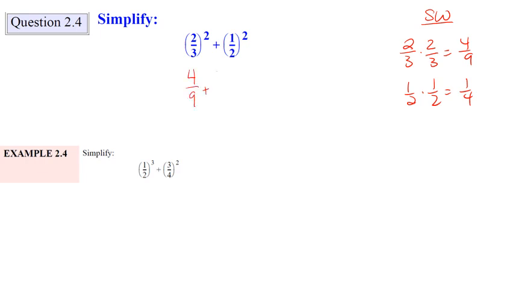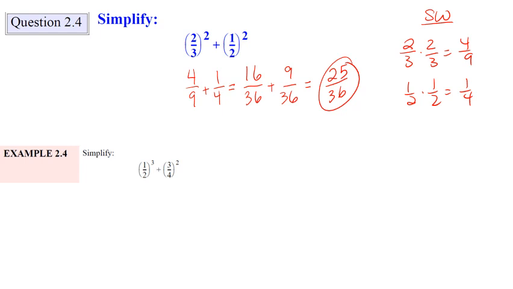4/9 plus 1/4. And then it becomes what we were doing a couple lessons ago, common denominator, which is 36. 4 becomes 16, 1 becomes 9. If you have trouble with that, make sure you go back to the previous video. And that's 25 over 36. I think it was the first video lesson, I'm not sure. Just look back at your notes.